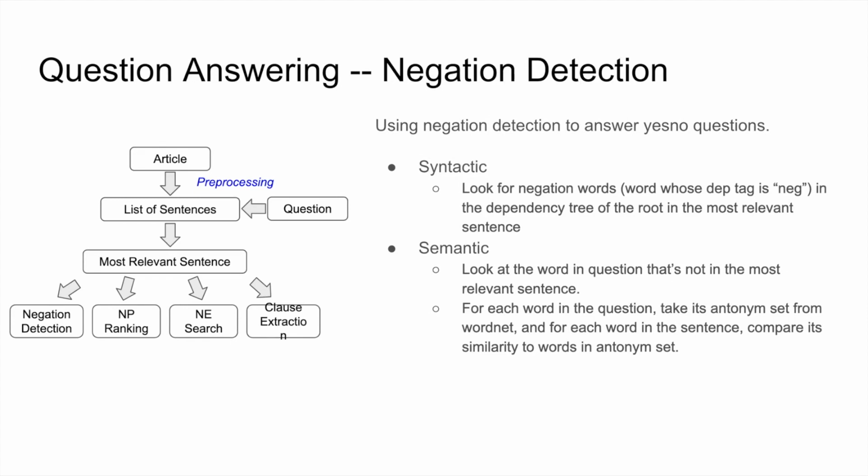Negation detection is our solution to answering yes or no questions. We look for syntactic and semantic negations in the sentence to determine whether the answer is yes or no. For syntactic negation, we look for words whose dependency tag is neg. For semantic negation, we look for words whose word-to-fact similarity is high with any word in the antonym set of any word in the question.